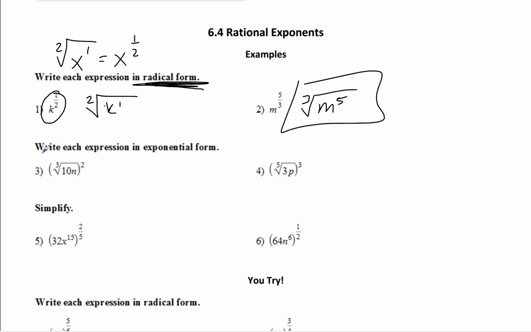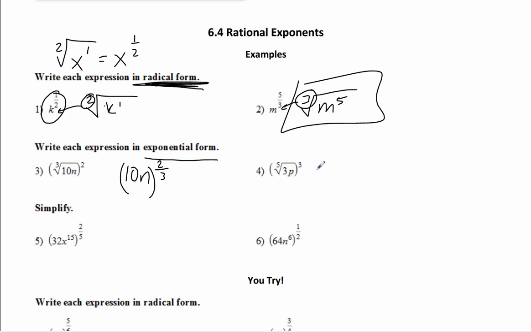Now we're going to go backwards. It says write each expression in exponential form. That means I want to have some value raised to a power. So I'm going to take the number that's inside, 10n, and you see that it's all inside and all being raised, like the parentheses around all of it. So I'm still going to have the parentheses around all of it. The 2 here is going to be my numerator, and the 3 is my denominator, just like it was up here.